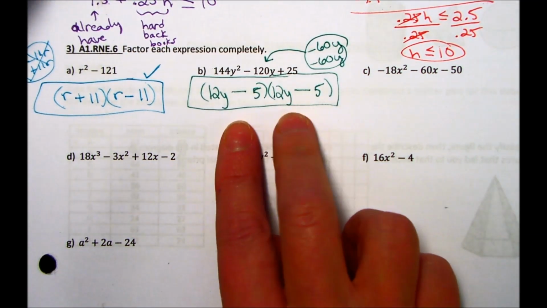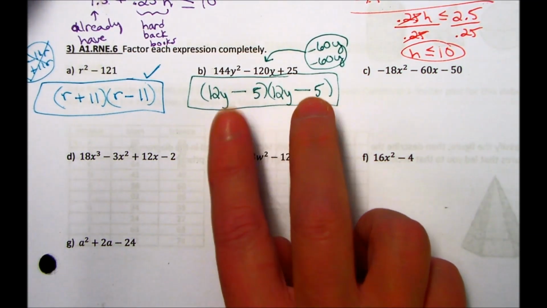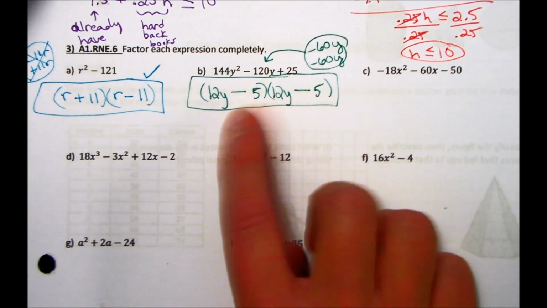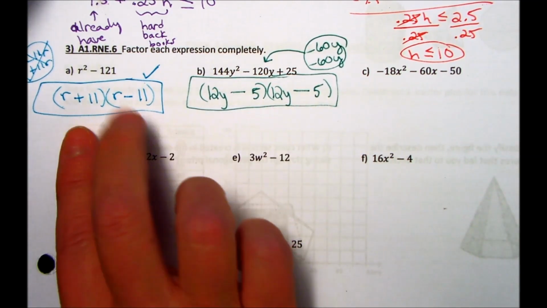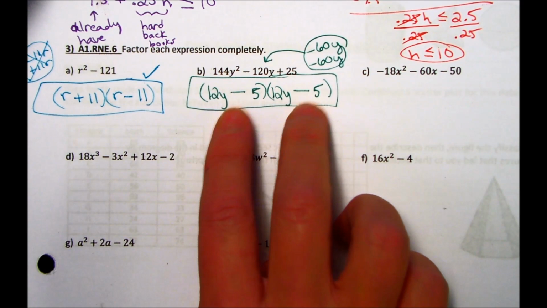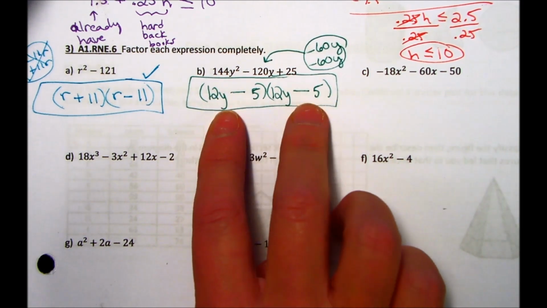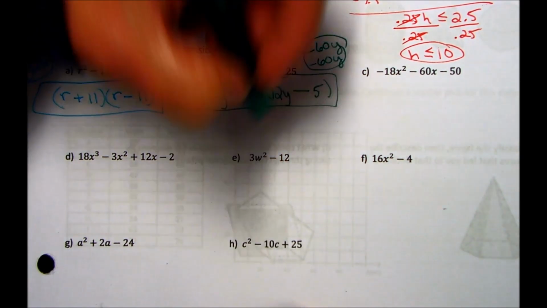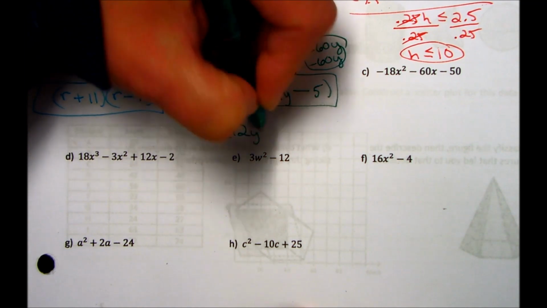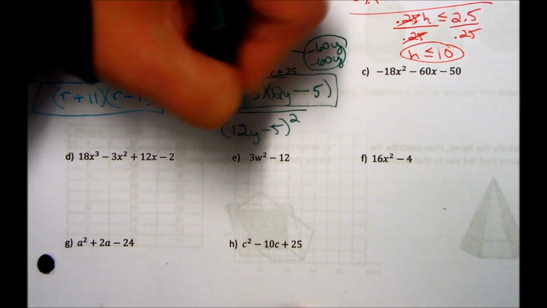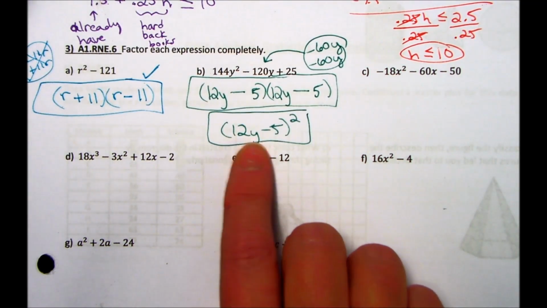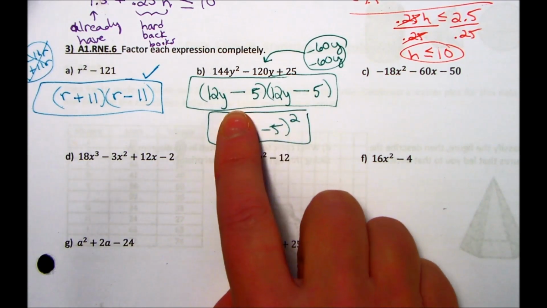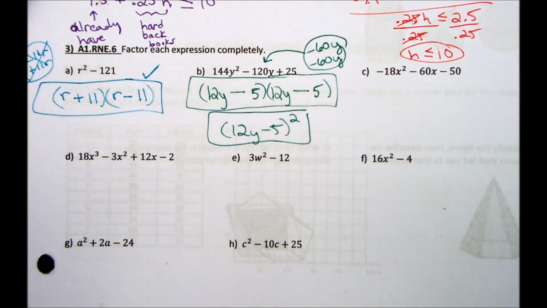Now, one more thing you could do, because these are both identical, signs and all. These look the same but their signs are not the same. These actually are exactly the same. If you have two binomials that are exactly the same, it can be rewritten as a binomial squared. So 12y minus 5 squared is the same as 12y minus 5 times another 12y minus 5.